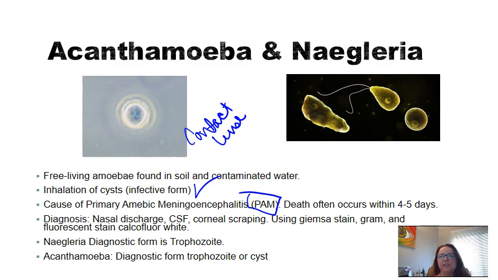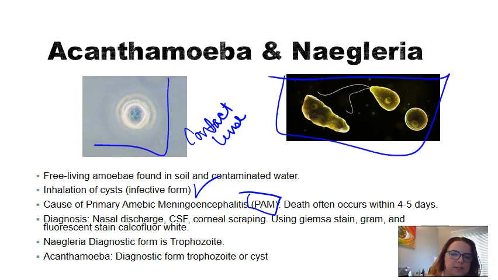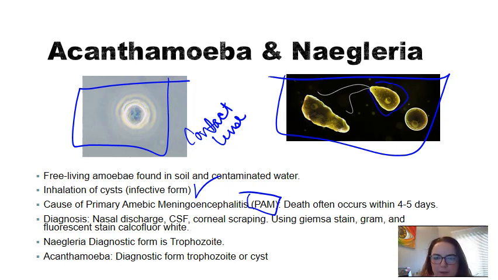The CSF is going to be purulent, and it might contain red blood cells, and it probably will contain the amoeba. So this one over here, this is Naegleria, this is Acanthamoeba. But this would be obviously the amoeba form of it, so you might be able to detect it there. The clinical course is really rapid. Death normally occurs within 4 to 5 days of onset.